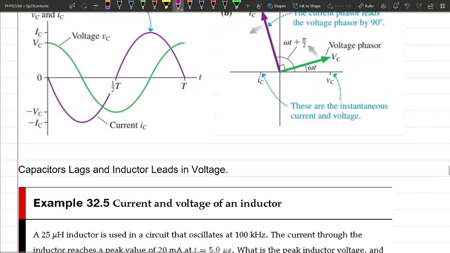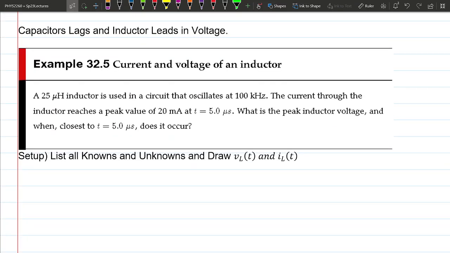All right, so let's do an example. Sorry, before we do the example, any questions about this lead lag situation? Okay, so let's do an example. So this will hopefully be a nice illustration.